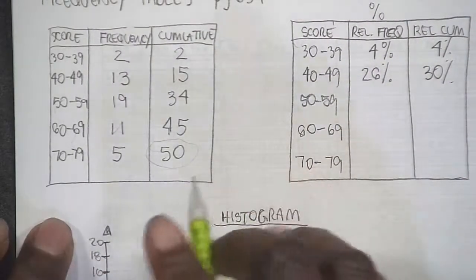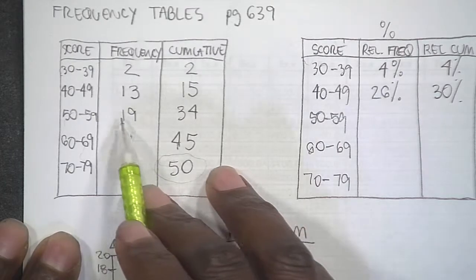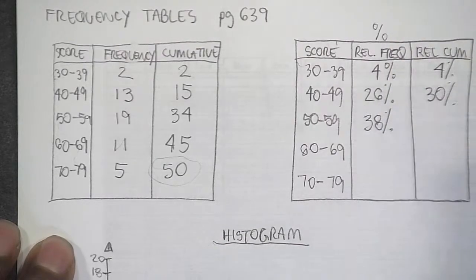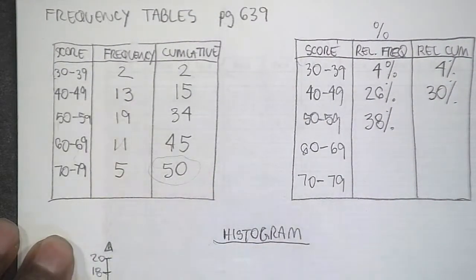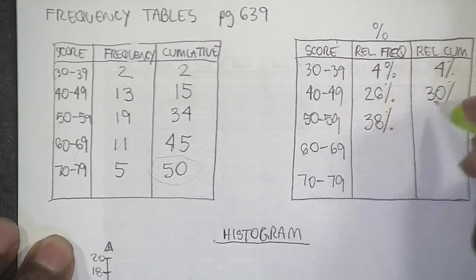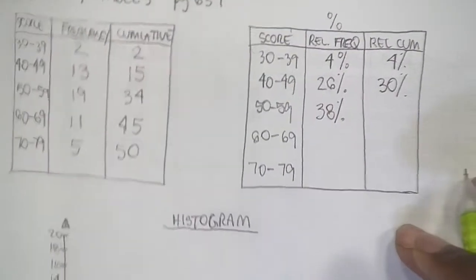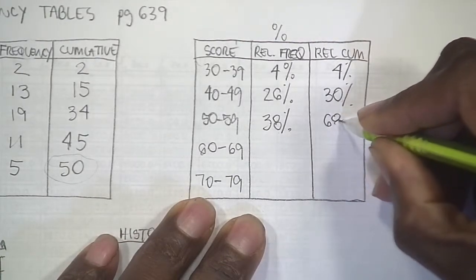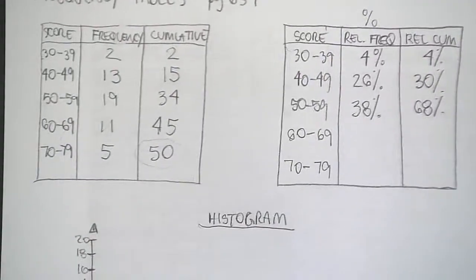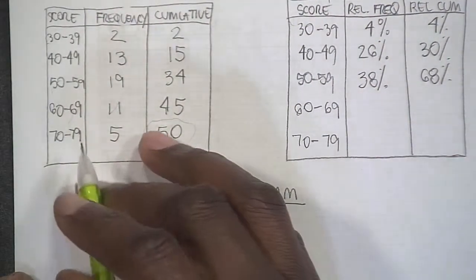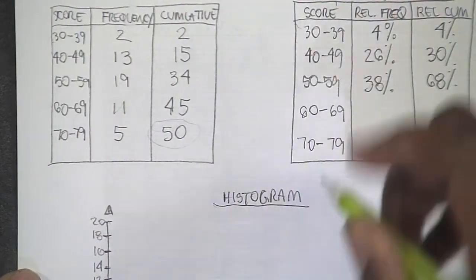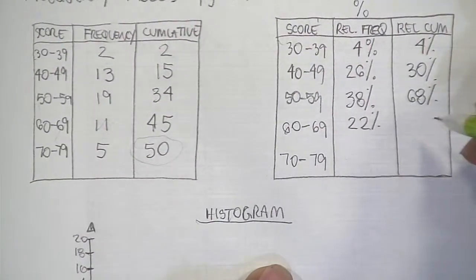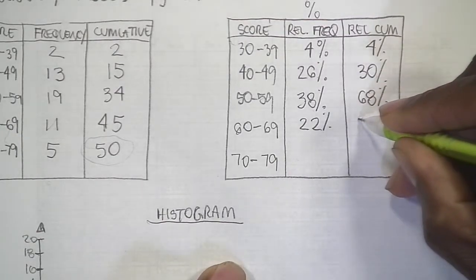Then 19 students scored between 50 and 59. That represents 38% of the total students. That 19 out of the 50 represents 38%. And then you add that 38% to get the cumulative. You add that 38% to the 30 that's already been tallied. You get 68%. And then you want to figure out the percent of the people who scored between 60 and 69. That would be 22%. 11 out of 50 would be 22%. You add that to the 68% here. You get 90%.